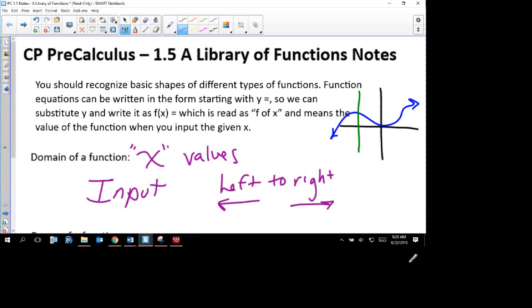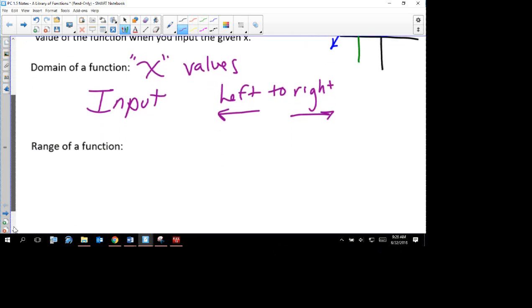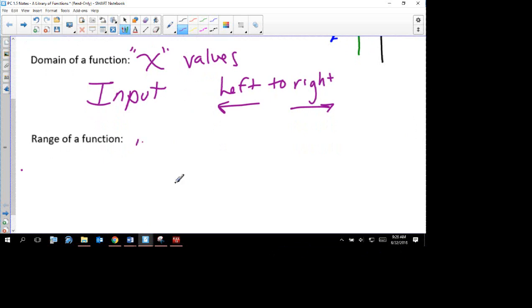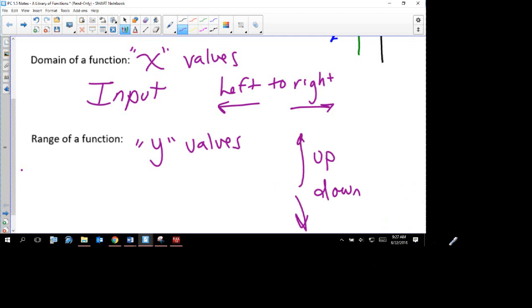So using that, let's write down what the range of the function is. What's something we can say about the range of the function? The y values, up and down. And then what else could I say about the output? It is the output. It's what you get out.